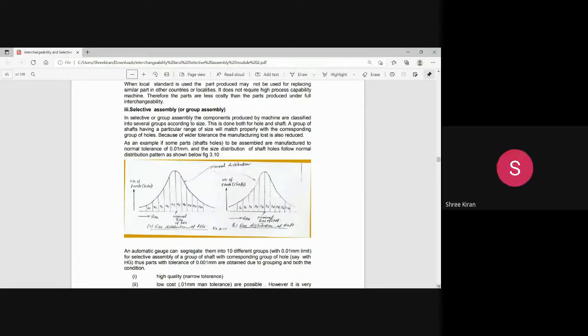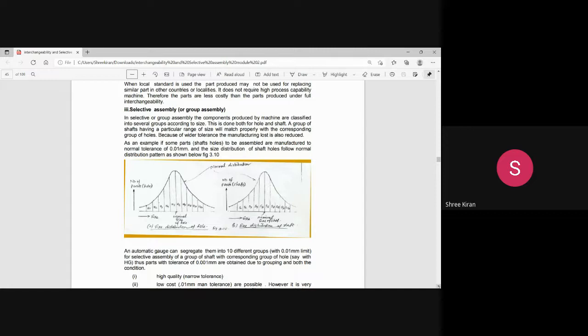Yes, sir. Okay. So in the case of selective assembly, it is like a group assembly where the components produced by machine are classified into several groups according to the size. You can see the figure. This is done both for hole and shaft. I hope you remember we were discussing the hole and shaft example with a lot of points, zero line, everything in the previous classes.